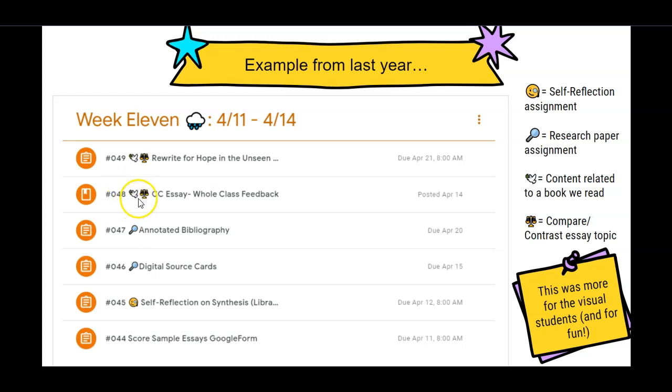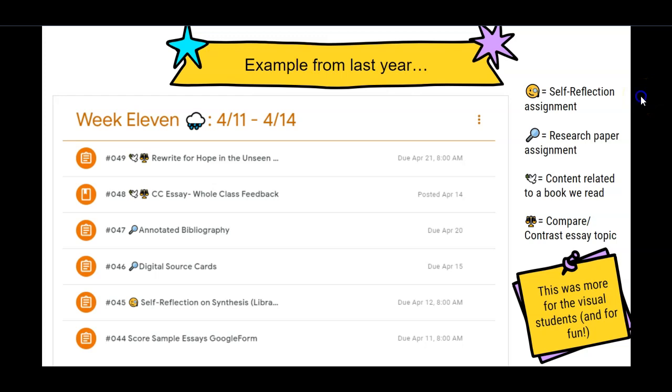Anything that had to do only with the book, I used the dove emoji. The book was called Hope in the Unseen. Super awesome book. Sometimes I just used the dove emoji for reading assignments or quizzes or things like that. Anything that was specific to compare and contrast essay writing, I used these little scales. And anytime those two units were combined, I put them together. So students sometimes didn't even need to read the assignment description to know, oh, okay, I know what that's about. So, not for everybody.